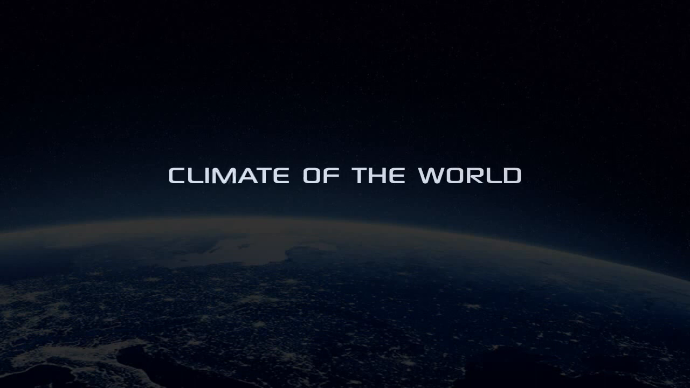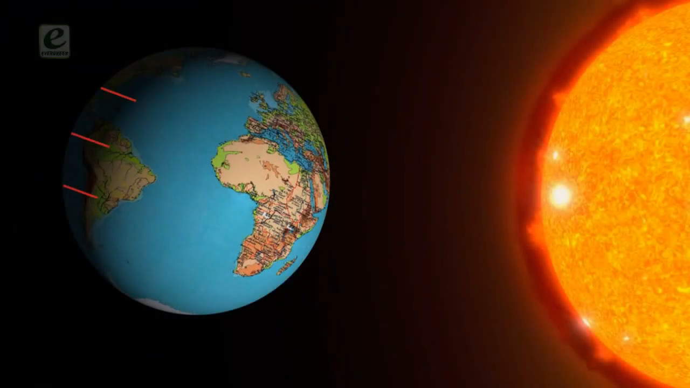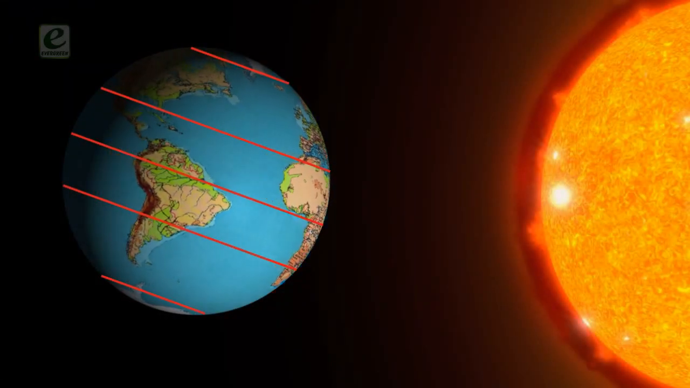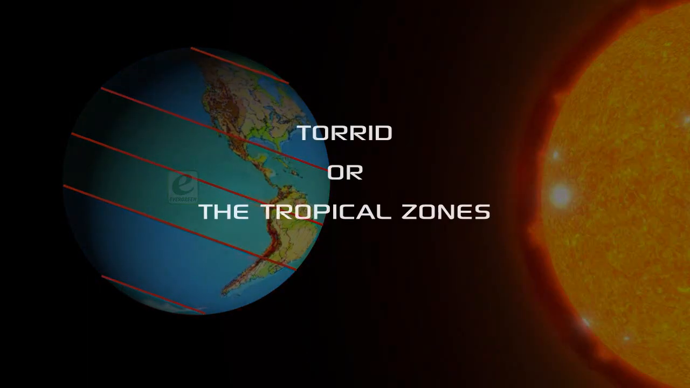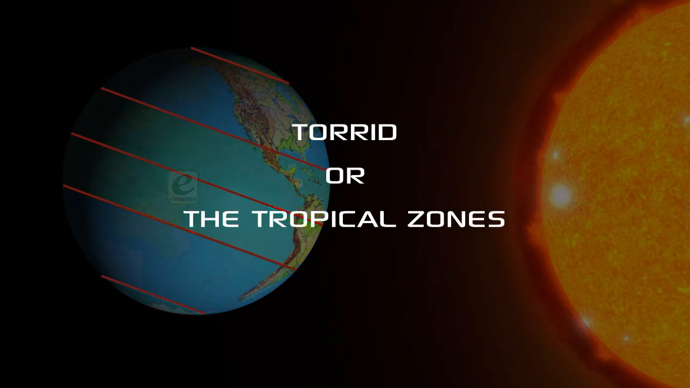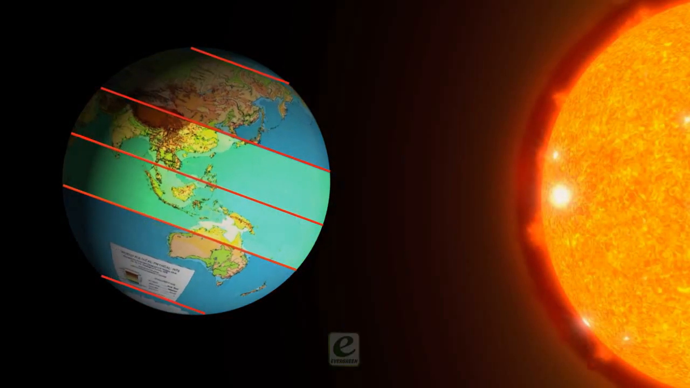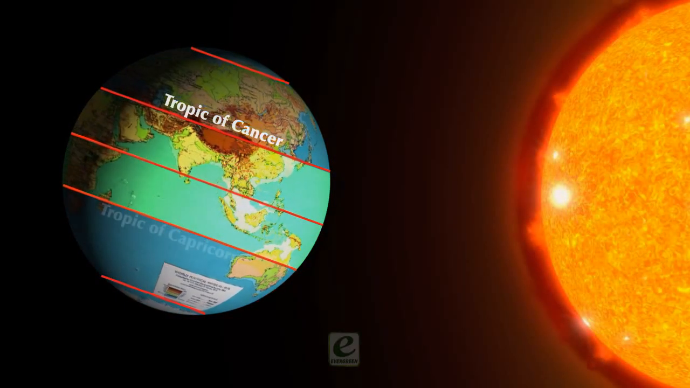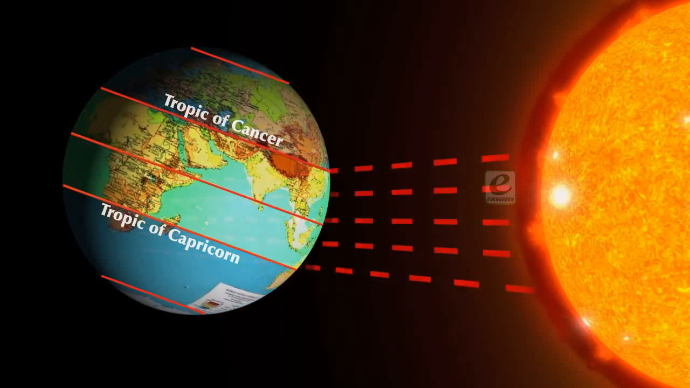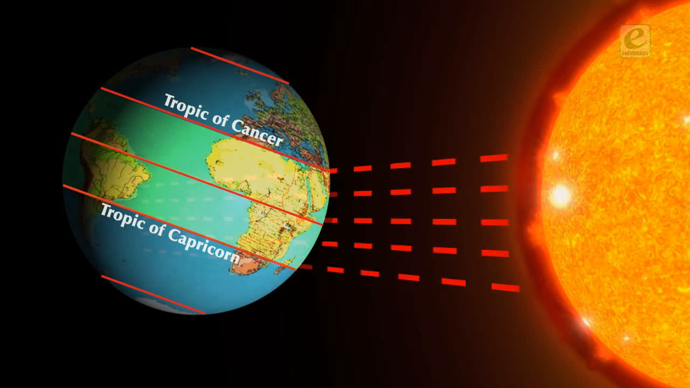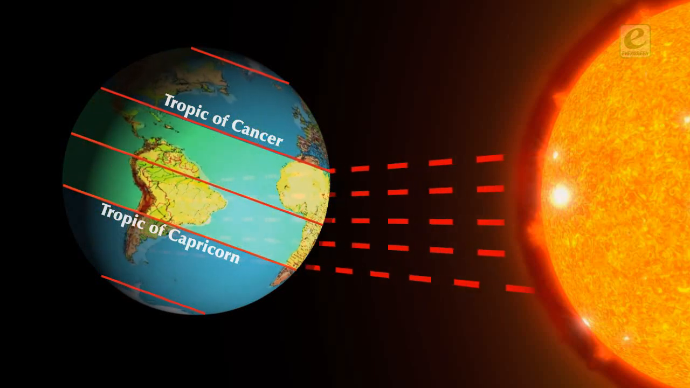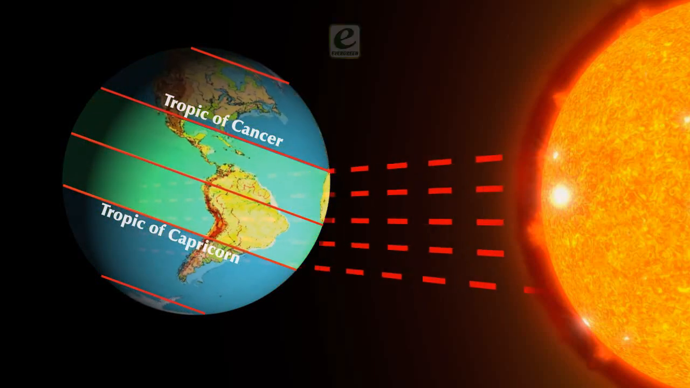Climates of the world. On the basis of latitudes, the climate of the world can be divided into three main zones: the torrid or tropical zone. This zone falls between the Tropic of Cancer and the Tropic of Capricorn. Since this zone receives direct rays of the sun throughout the year, it is the hottest zone. It is hot and wet throughout the year.